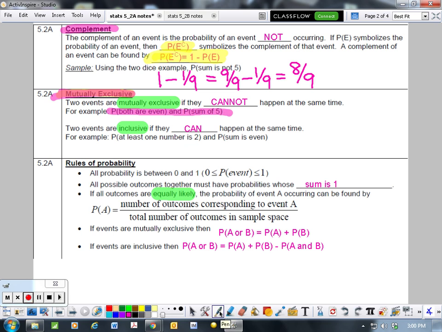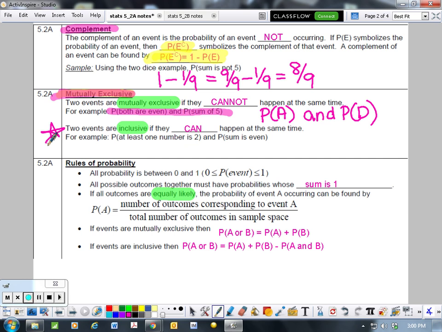For example, the probability of getting an A in the class and the probability of getting a D in the class. You can't have them happen at the same time. You can't have an A and a D in the class. Your grade is either an A or your grade is a D. Those would be mutually exclusive. Now, two events are inclusive if they can happen at the same time.